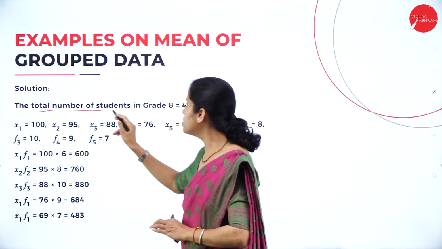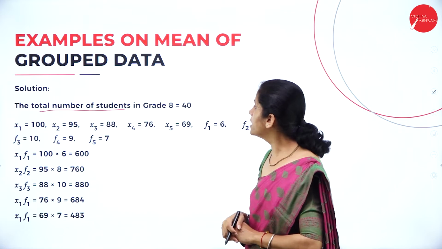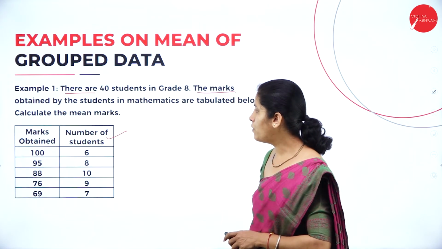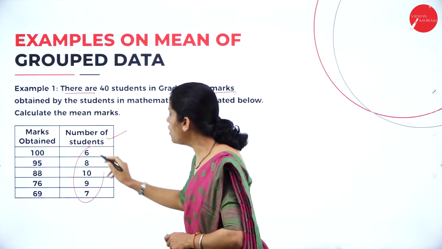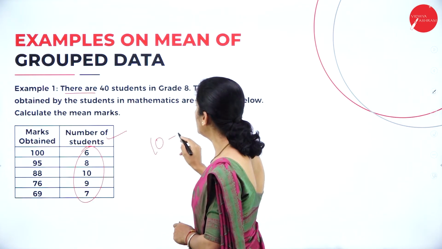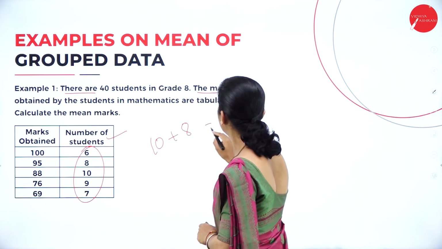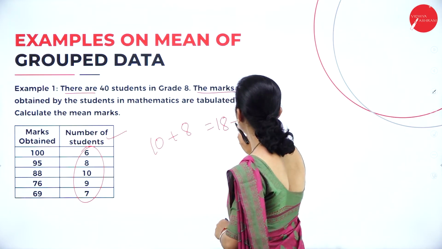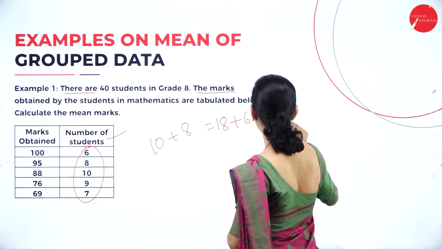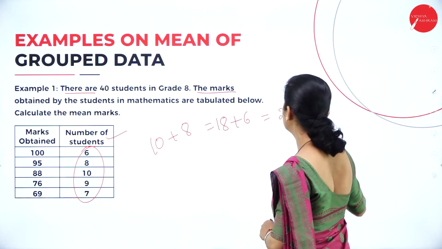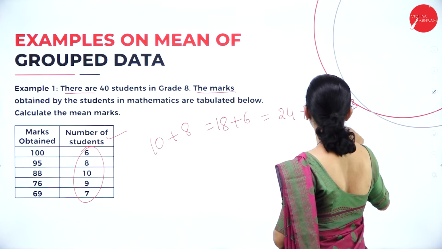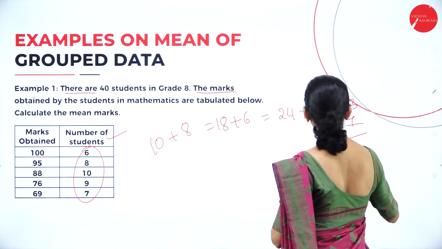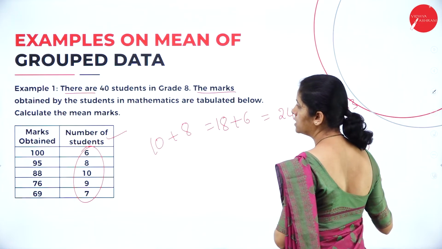the total number of students in grade 8 is 40. Here when I add all this, 10 plus 8 is 18, 18 plus 6 is 24, 24 plus 9 is 33, 33 plus 7 is 40. So what is the total? It is 40.